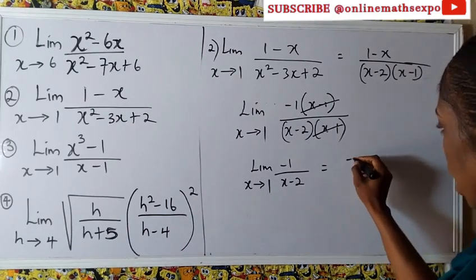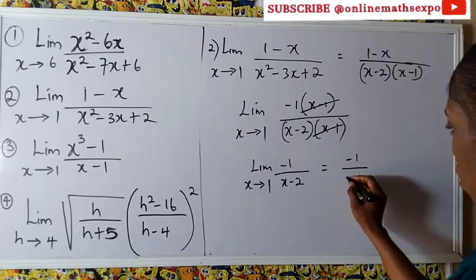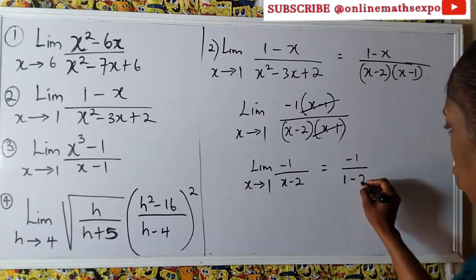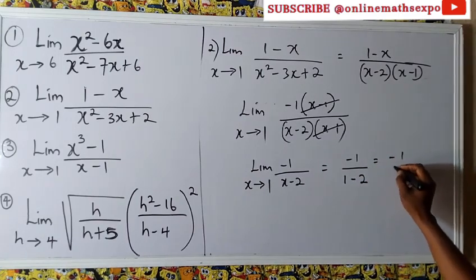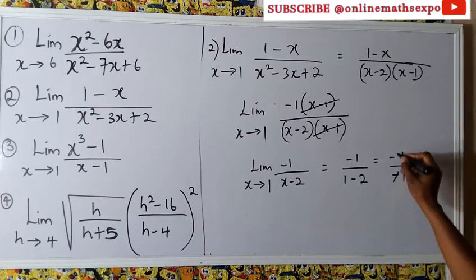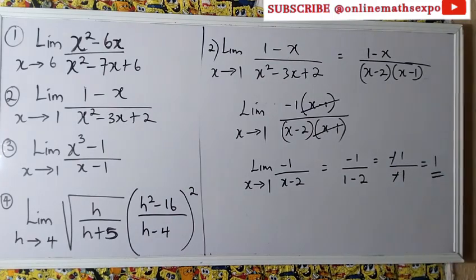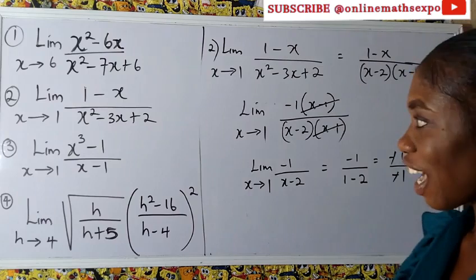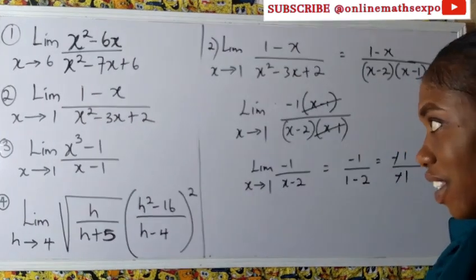It will give us negative 1 all over 1 minus 2, and 1 minus 2 gives us negative 1, so negative 1 over negative 1 will give us 1. I hope what we did there was well understood.